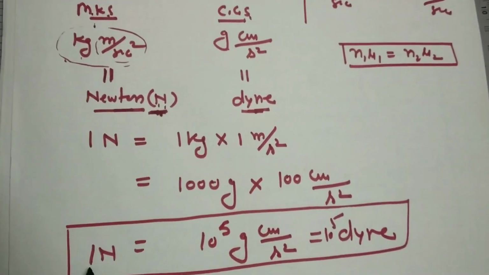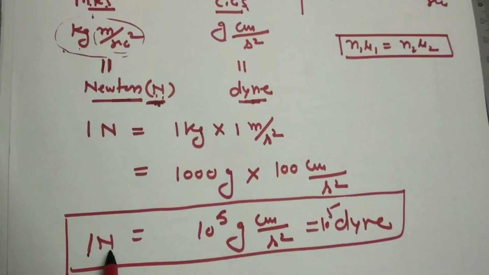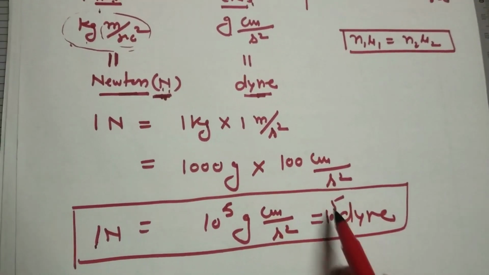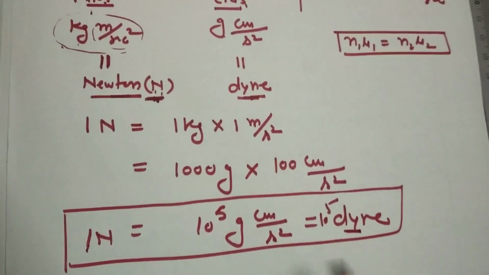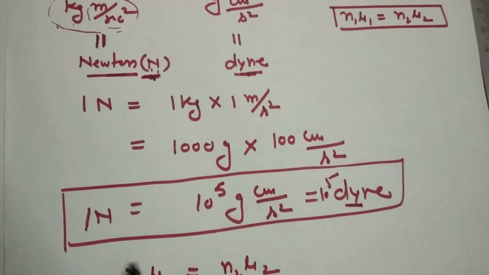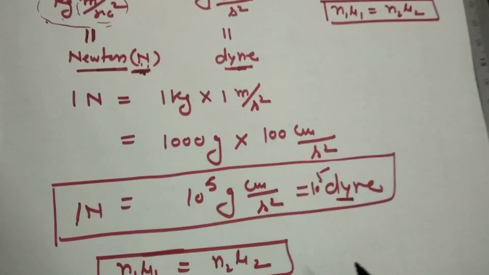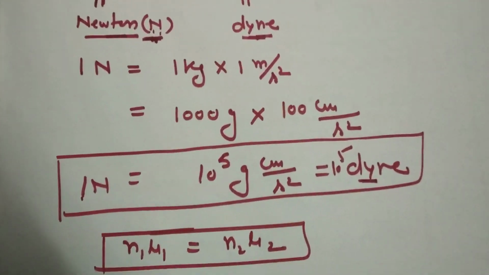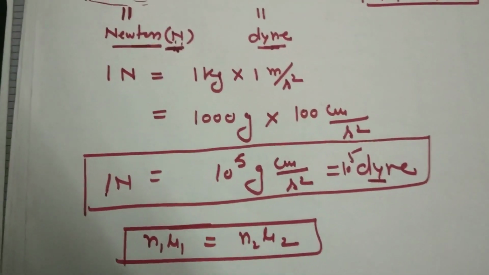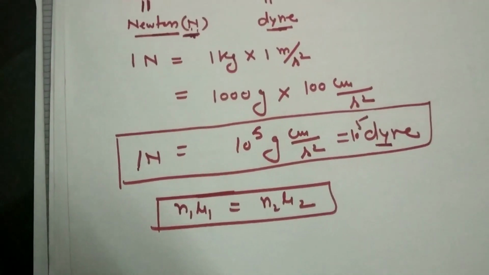In both ways, 1 Newton, 1 is numerical value, Newton is size of unit, 10 is power 5 is numerical value, and dyne is size of unit. N1 U1 equals to N2 U2. Same in magnitude. Magnitude never changes when we convert the unit from one system to another system. Magnitude will be same. Clear?